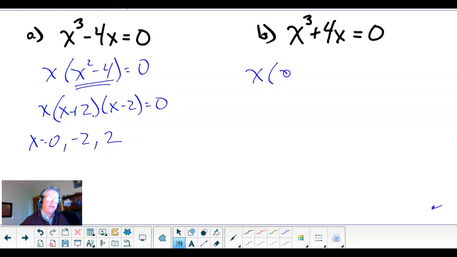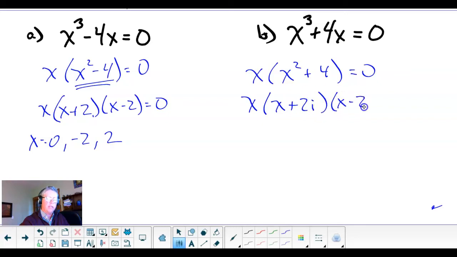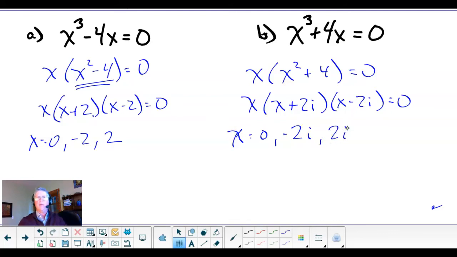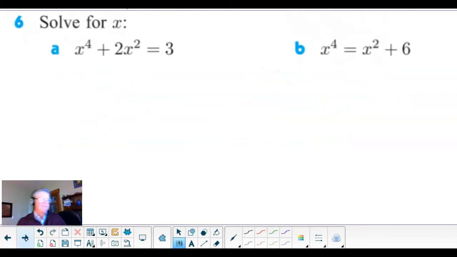So we factor out an x on this one. It's not difference of squares, so don't be scared. But we have this new tool that we can write this like that. And so here we'd say 0, negative 2i, and 2i. Go ahead, plug them in. You will get 0. It will work.